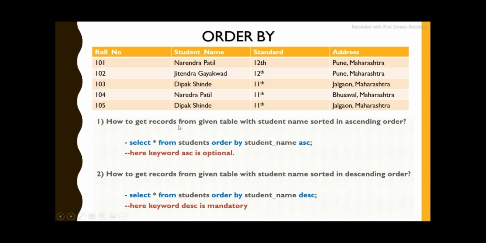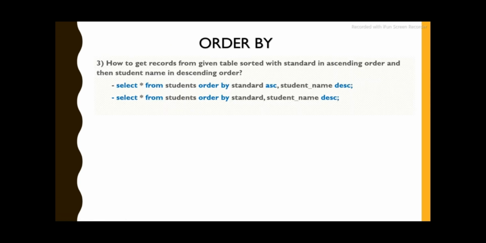And this was the example we have tried: how to get records from given table with student name sorted in ascending order. Here keyword ASC is optional. And second, how to get records from given table with student name sorted in descending order. Here keyword DESC is mandatory.